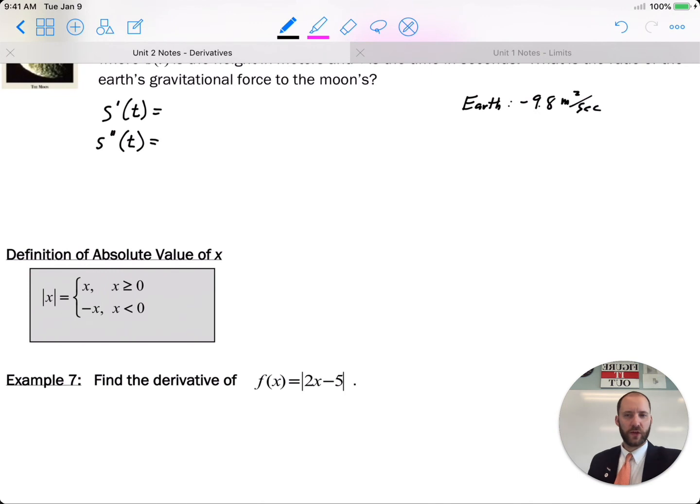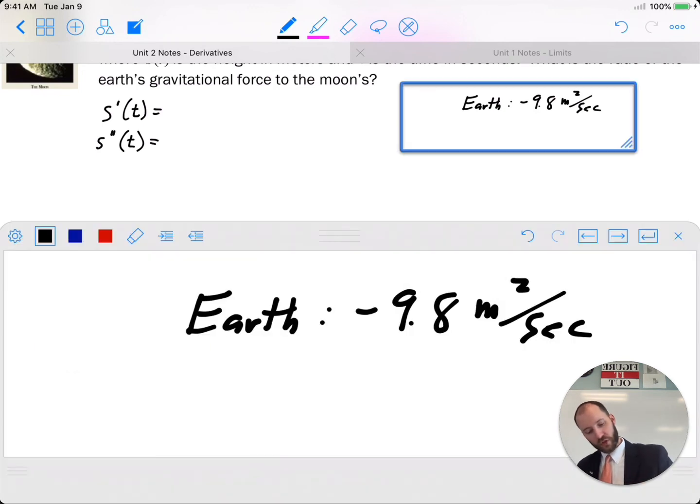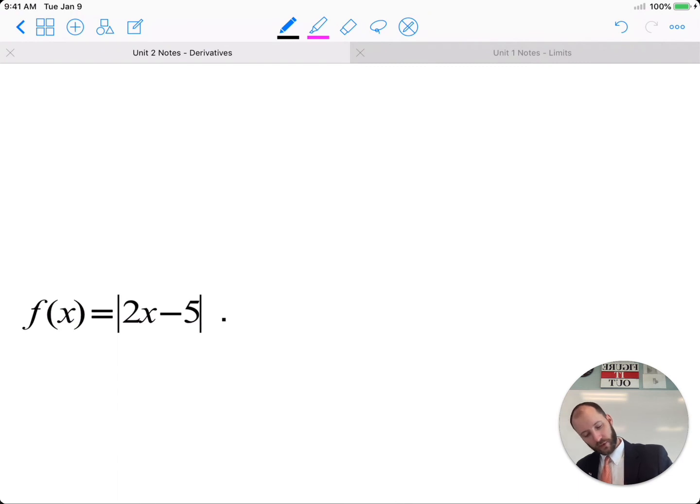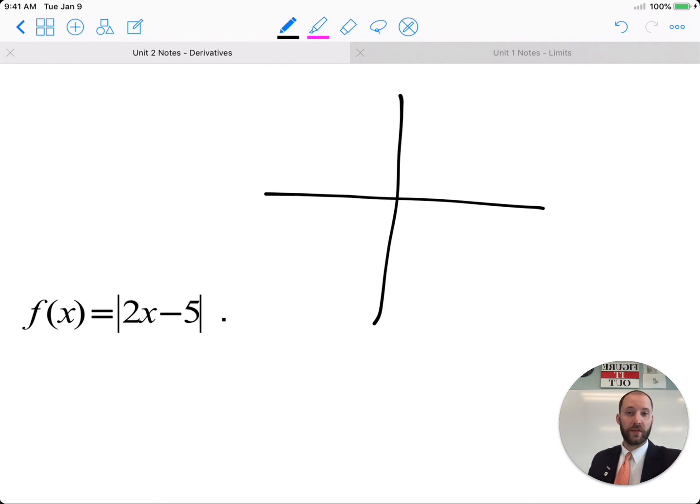For absolute value, remember absolute value has that V shape, so you have two different derivatives on either side of that point where the change happens. So usually that point is at the origin, okay? For this function, 2x minus 5, absolute value, 2x minus 5, that V is going to happen at 5 halves. Alright, so we have a shift over.